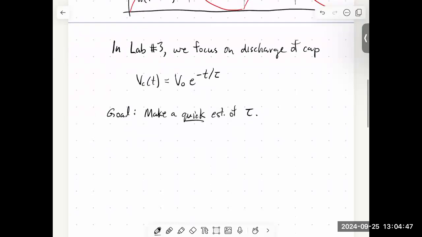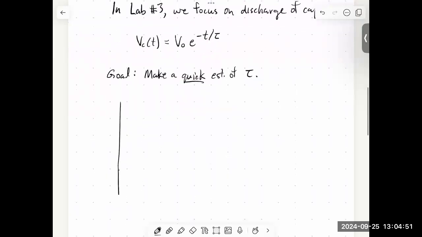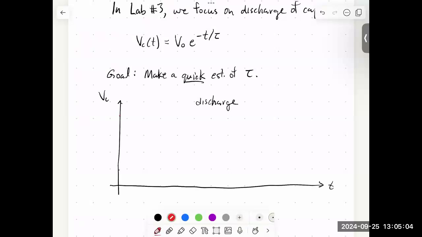Okay, so if we were to think about this plot, here I'm going to redraw it, but I'm only going to draw the discharge of the capacitor. So this is during discharge. And we'll start from some maximum, which will be V naught, and then we'll look at this exponential decay. So what I want to think about is what happens if we set t equal to tau.